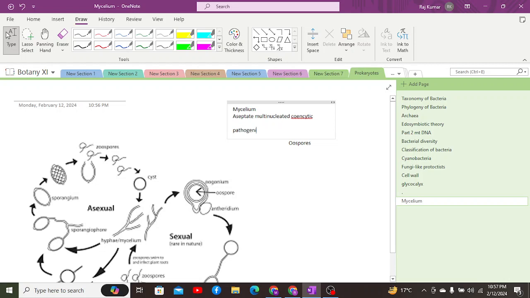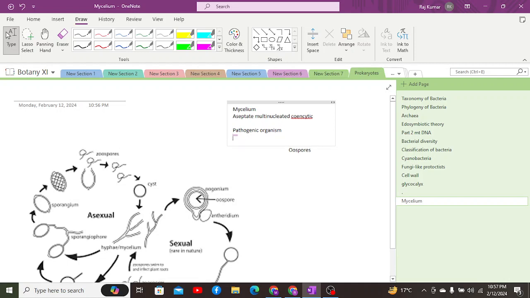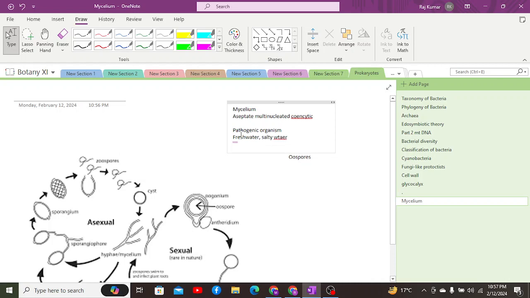Moreover, most of these are pathogenic organisms, and they live in fresh water, salty water, as well as on soil. Fresh water, salty water, and soil, right? And apart from that, a good example of this is Phytophthora. I'm not sure about the actual spelling.